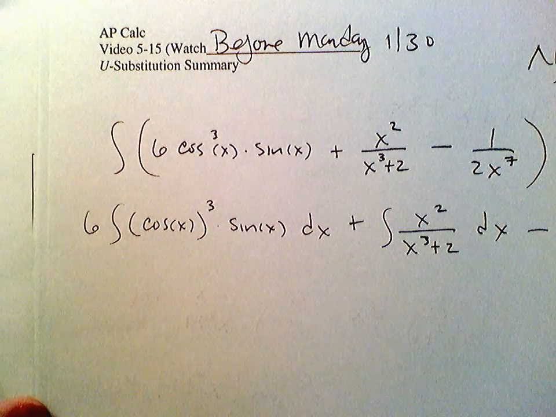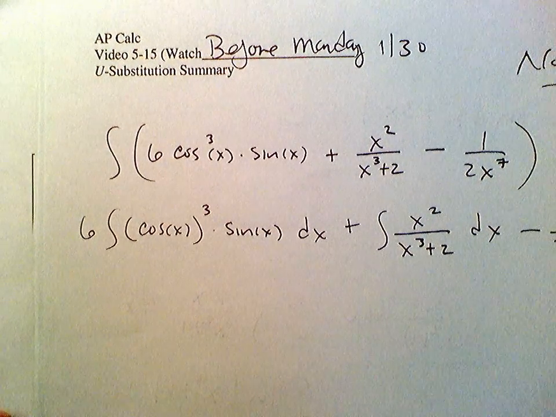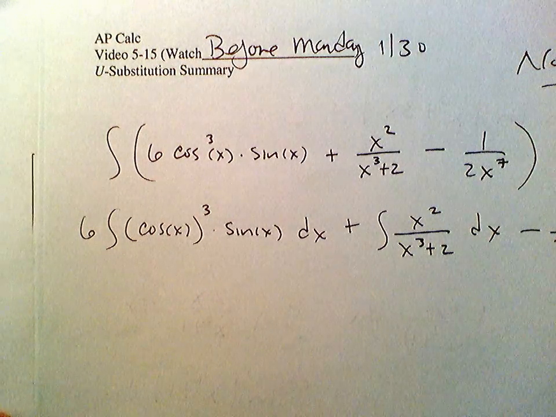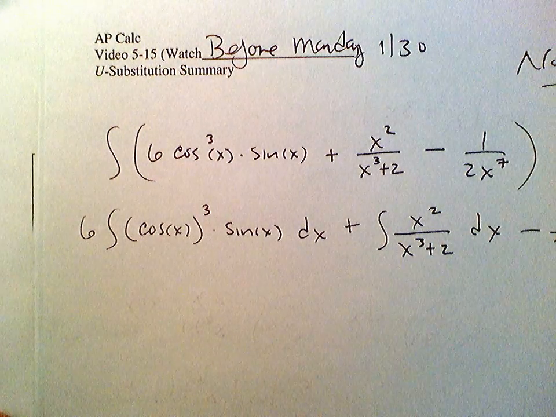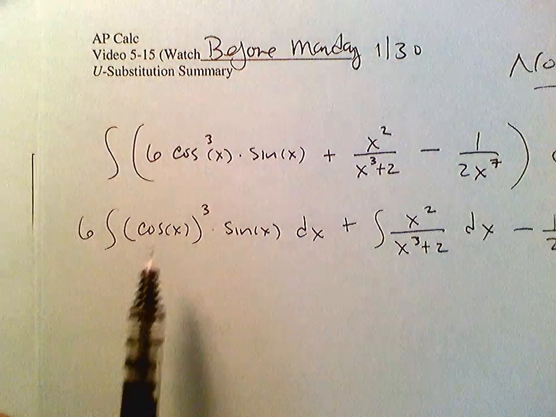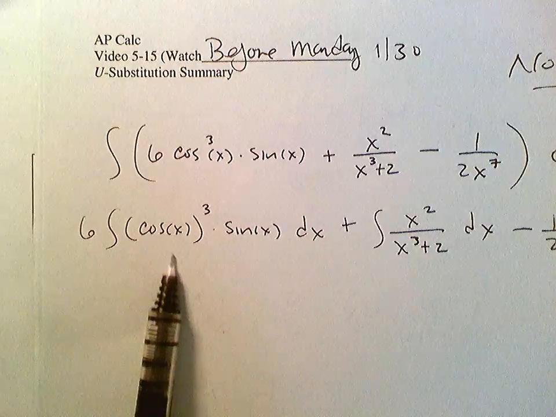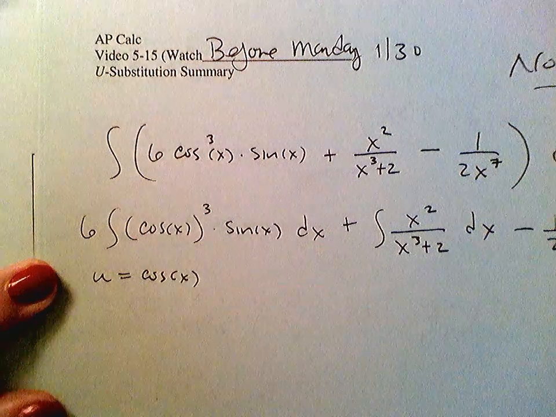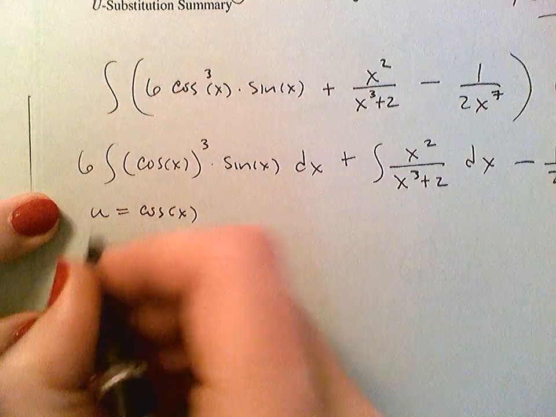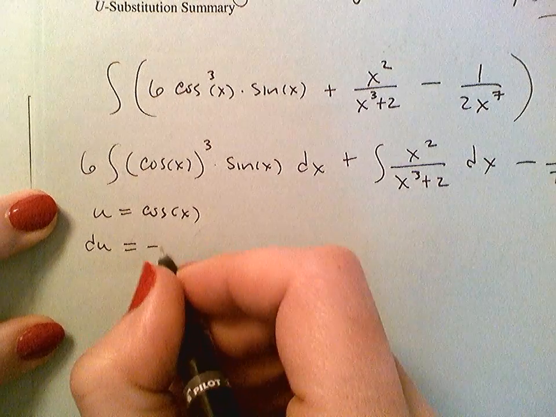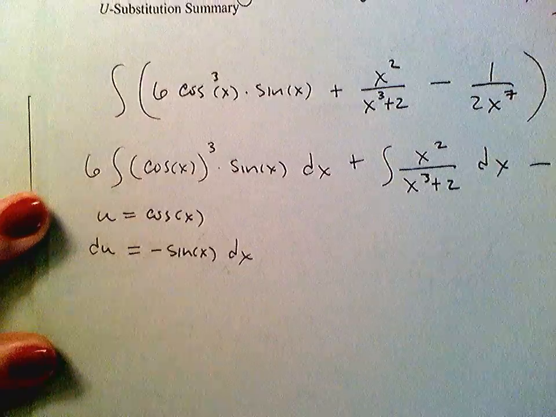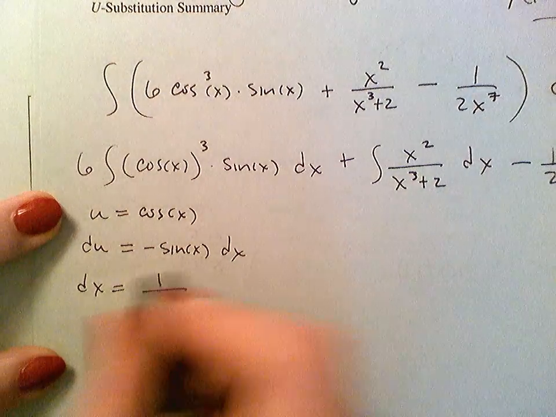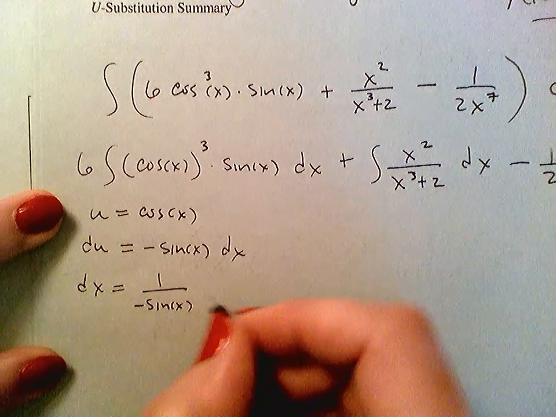The hardest part for people when they're learning U substitution is, what do you let U equal? Guys, I would say 99% of the time, the U is going to be a function that's inside of another. I see that I have cosine of x inside of blank to the third. So I will let U equal cosine of x. Then you find the differential of this. So du is equal to negative sine of x dx. Then you solve for dx. So dx equals 1 over negative sine of x du, dividing both sides by negative sine x.